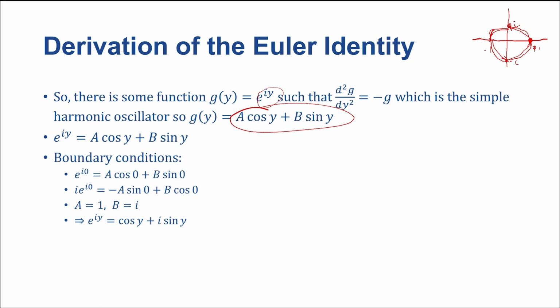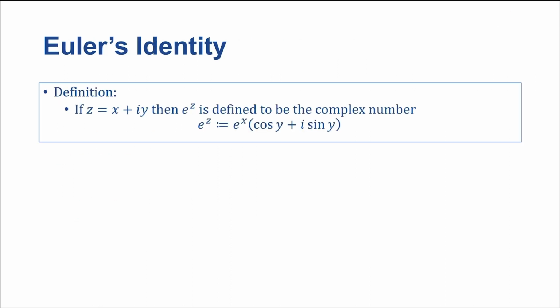Okay, now let's actually look at Euler's identity in full through the definition. If z equals x plus iy, then the exponential e to the z is defined by the complex number e to the z is equal to e to the x, the general e to the x, times e to the iy, which is equal to cosine of y plus i times sine of y. Thus we've developed a new way of writing a complex number, okay?